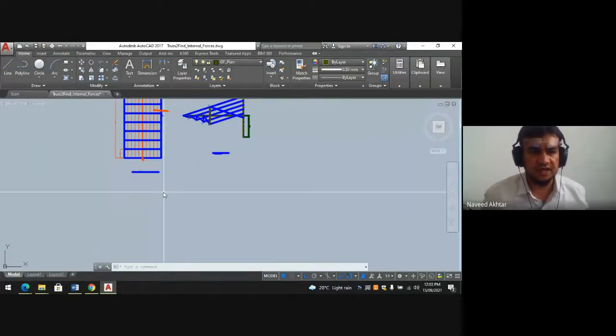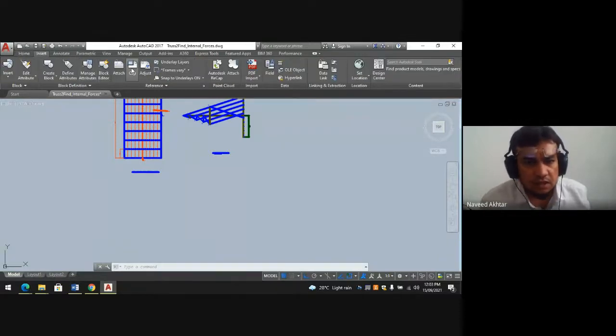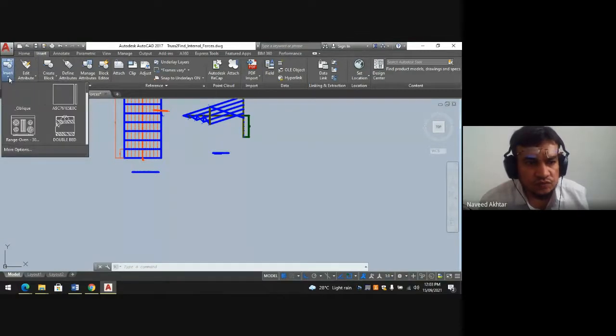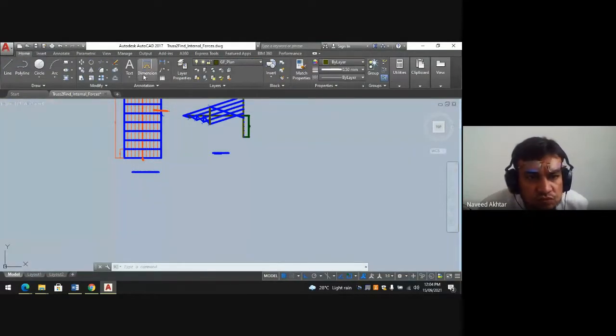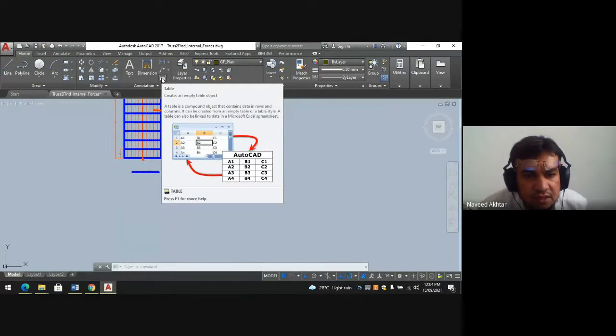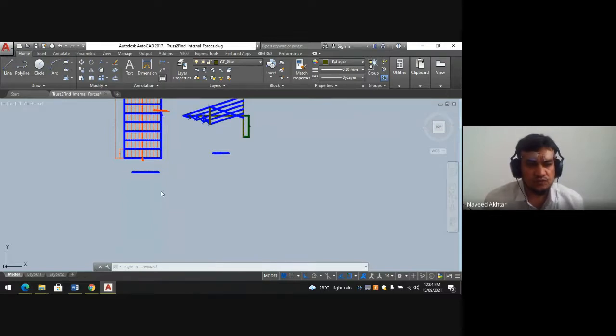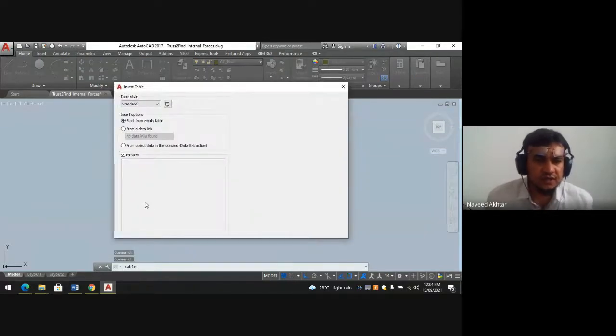We will prepare or make a table. Insert table. So there is a table available. I will prepare a table. This is a table. You have to create a table. A table is a compound object that contains data in rows and columns. So I will insert a table.